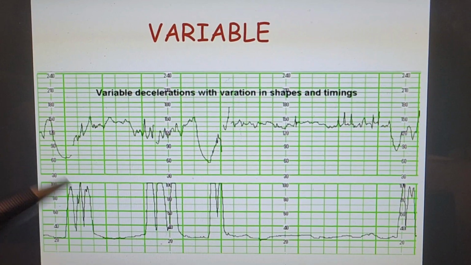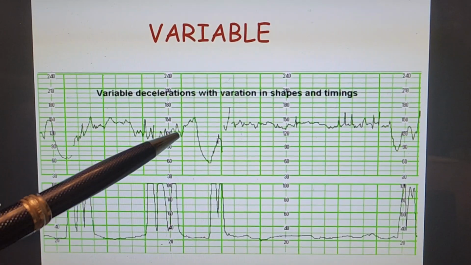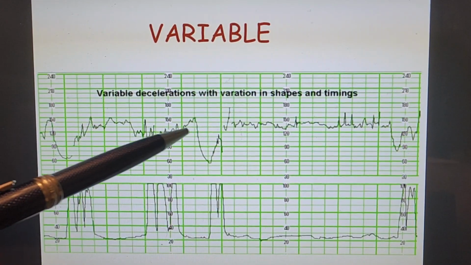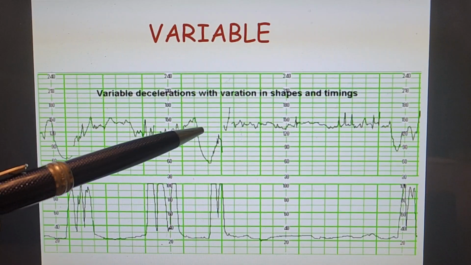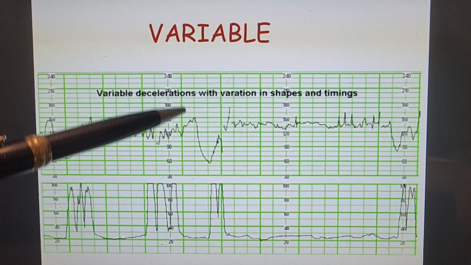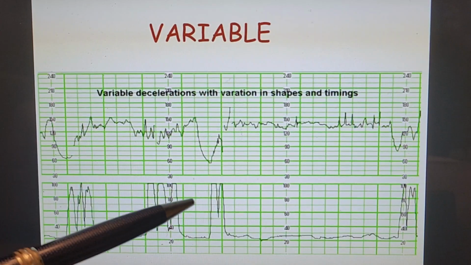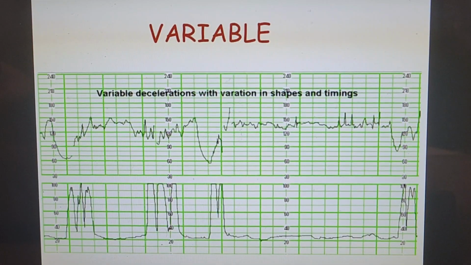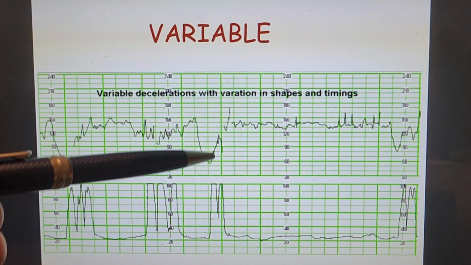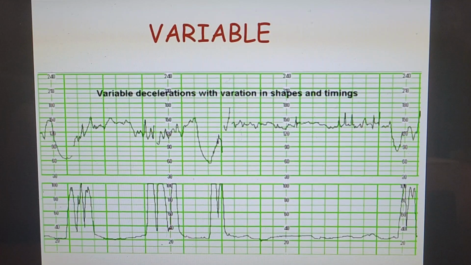And then remember that we have accelerations, which is 15 by 15, 15 as time, seconds, and 15 as a heartbeat elevation. And then we have two accelerations in 20 minutes to consider it a reactive CTG. And then we have decelerations. We have three types. We have variable decelerations, which is cord compression, and we have the early deceleration, which is head compression, and then we have the late decelerations, which is uteroplacental insufficiency.